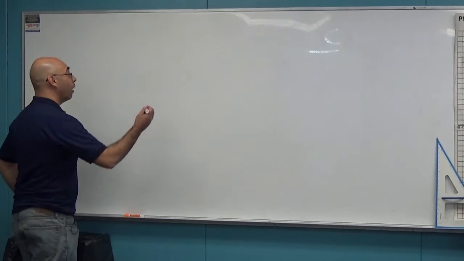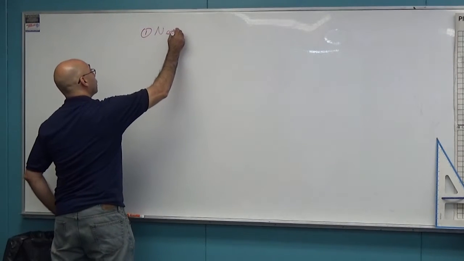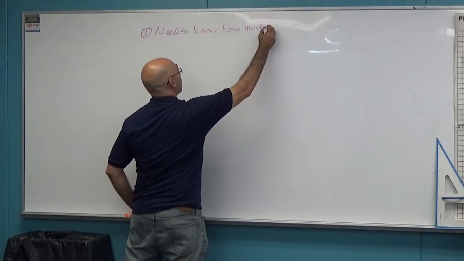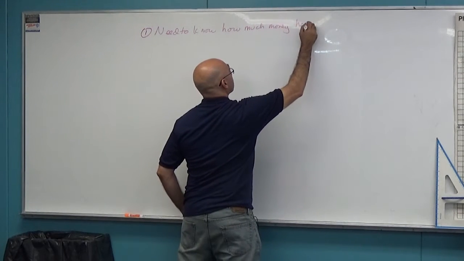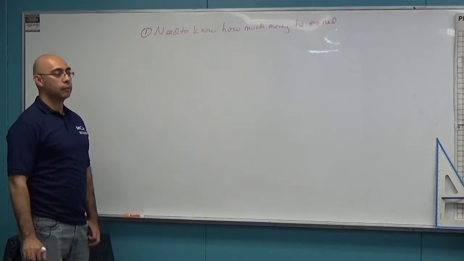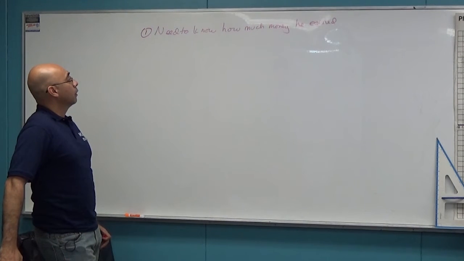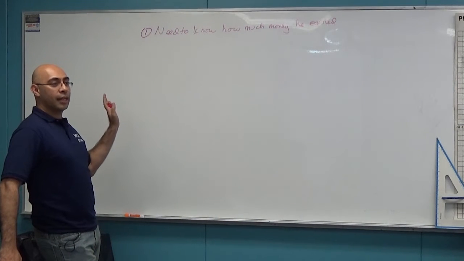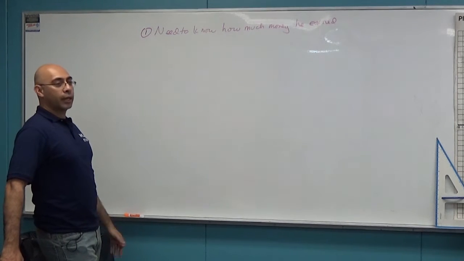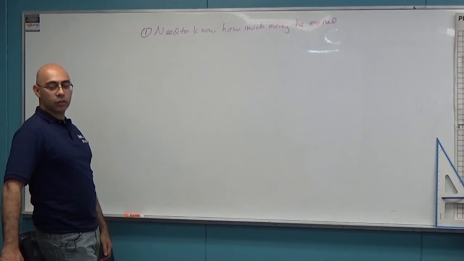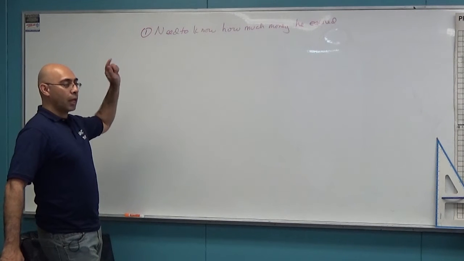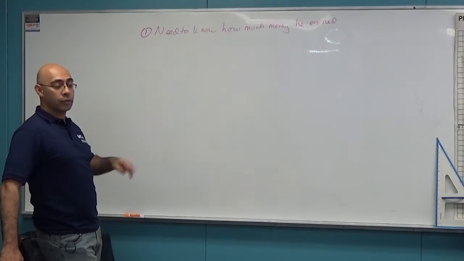In order to do this problem, one, I need to know how much money he earned. That's the first thing I need to know. I'm assuming that whatever money he has left over, he's just spending all of it on vacation. So first step, I need to know how much money he earned.